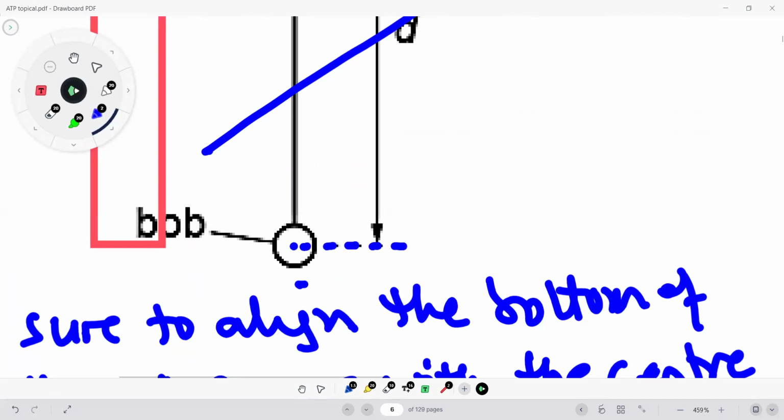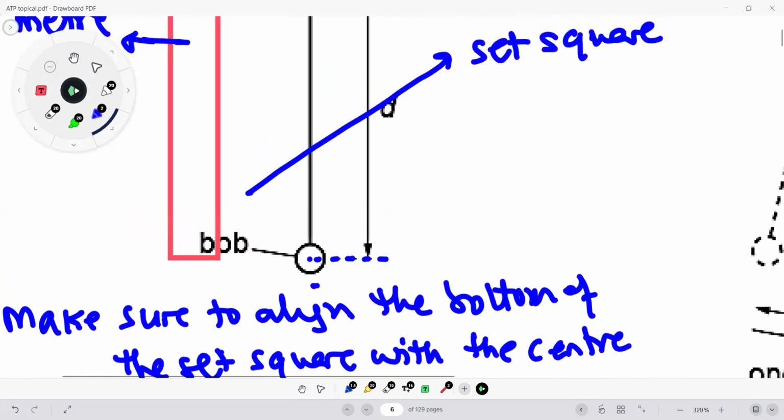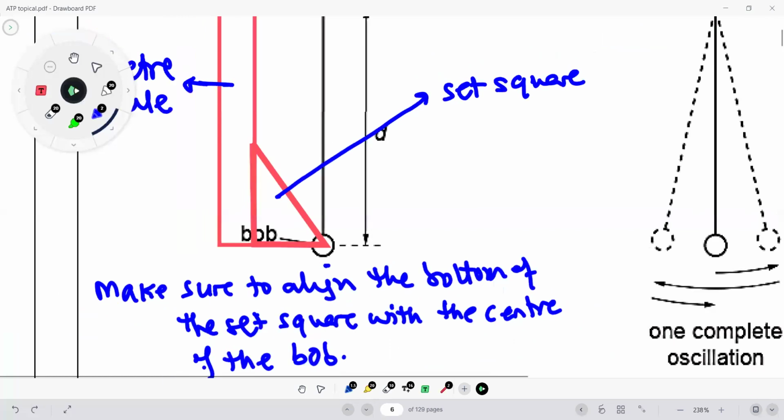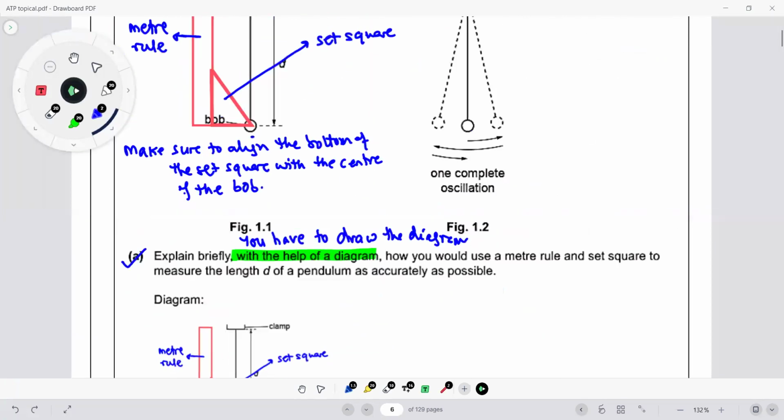So if you were to take readings using your meter rule or whatever measuring instrument you take, you make sure that your eyes are open to check if it is with the center of mass or center of gravity of the bob. Okay. I'm going to put the set square again. Now you see this triangle is a set square. It's a meter rule. We will explain to you shortly what that is. Okay. It says explain briefly with the help of a diagram how you would use a meter rule and a set square.